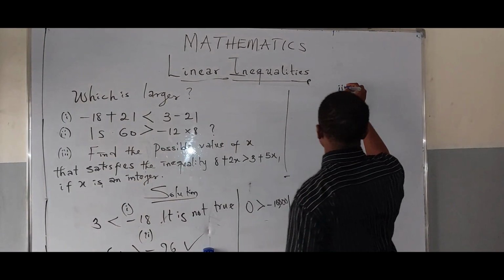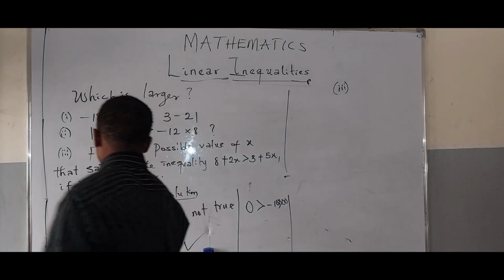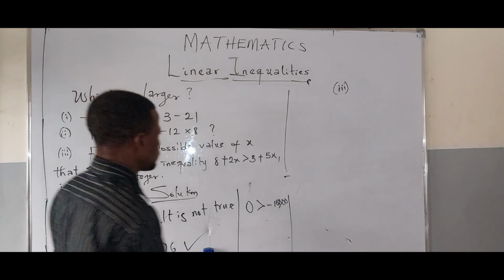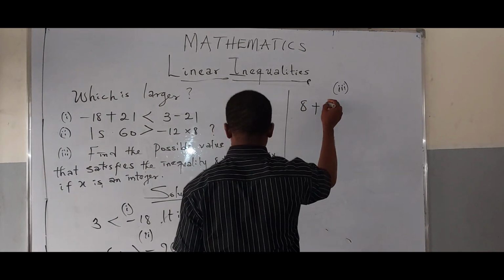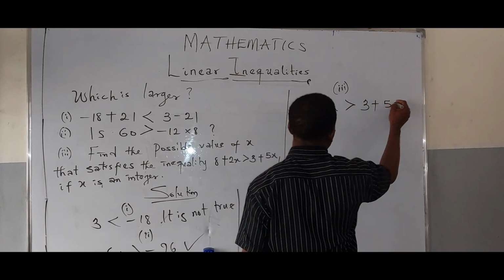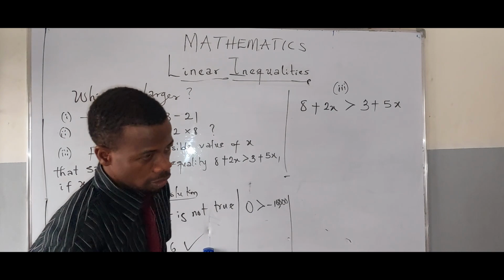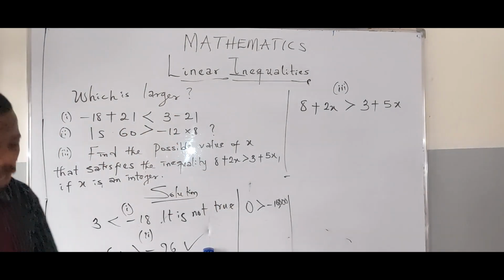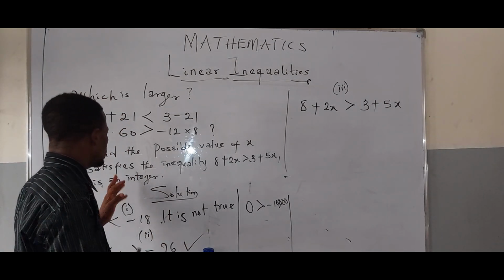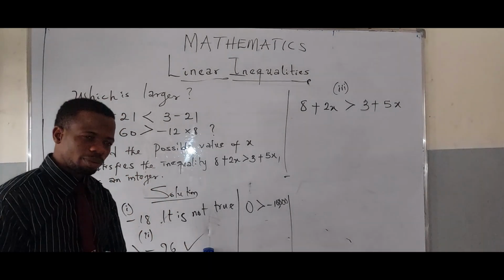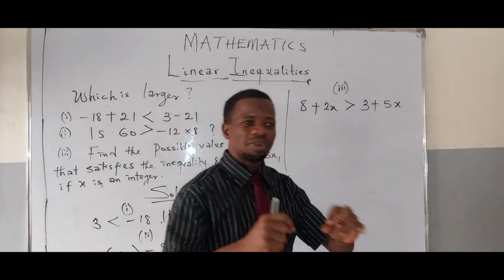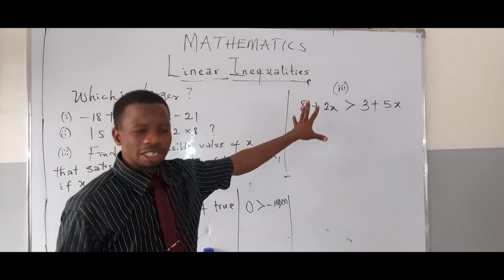Question 3. The question says, find the possible value of x that satisfies the inequality 8 plus 2x is greater than 3 plus 5x. What should we do first? We want to get the value of x, then we get the greatest integer. That's the possible value of x. Because this is an inequality, I'm going to get a range of values for x that will satisfy it.